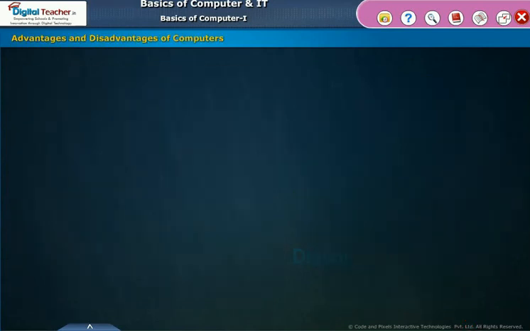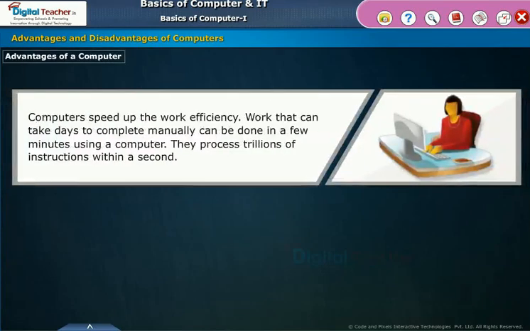Advantages and disadvantages of computers. Advantages of a computer. Computers speed up the work efficiency. Work that can take days to complete manually can be done in a few minutes using a computer. They process trillions of instructions within a second.